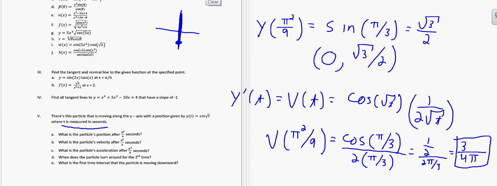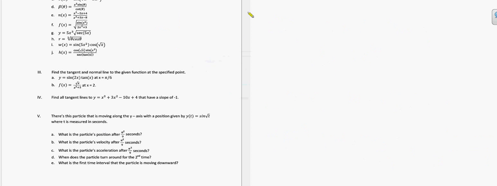All right, clear this out of here. Well, we got to remember this. Maybe I'll write that again. That was velocity. Velocity was the cosine of root t over 2 root t.